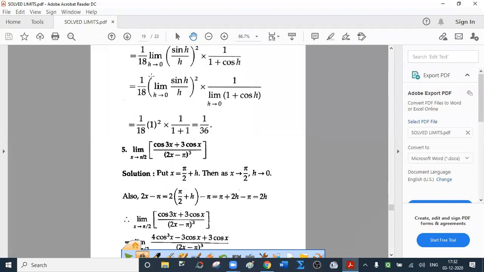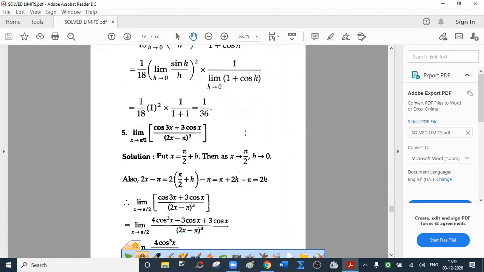So this is 1 upon 18 into, now what is limit of square? Square of limit. Please do not write 1 square here because standard limit is this one. Into limit of this part. Take the limit. Here to take the limit means to use the standard trigonometric limit, and here replace every h by its limiting value, which in this case is 0. So standard limit 1, 1 square, cos 0 is 1. So 1 upon 36 is the answer.